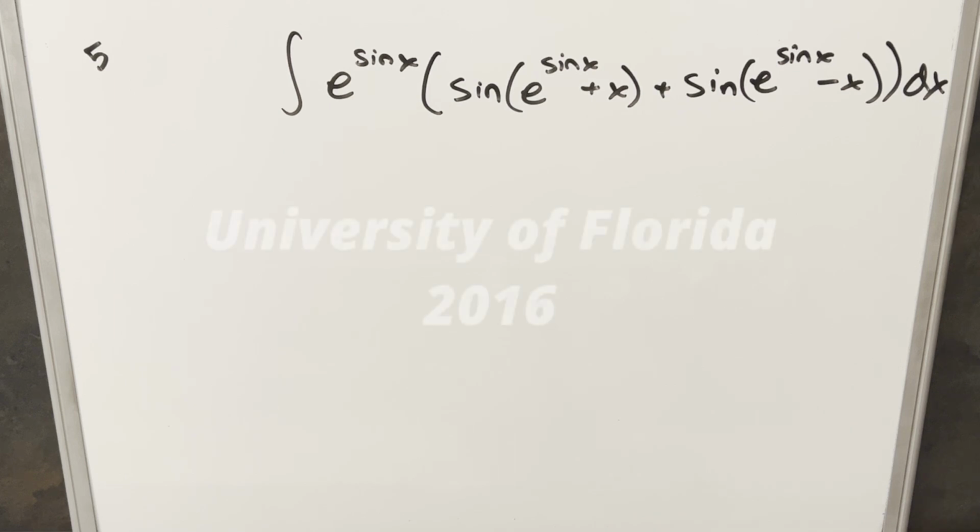Okay, we have here today a tricky looking problem. This one's from the Florida Integration Bee 2017, problem number 5. We have the integral of e to the sine x times sine of e to the sine x plus sine of e to the sine x minus x dx.